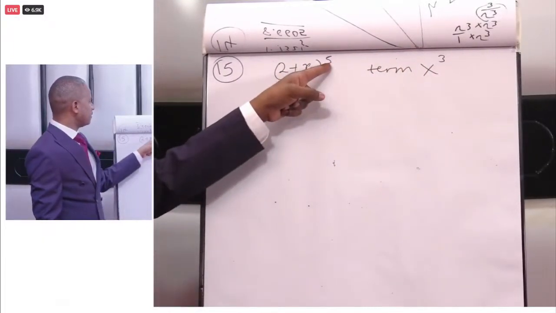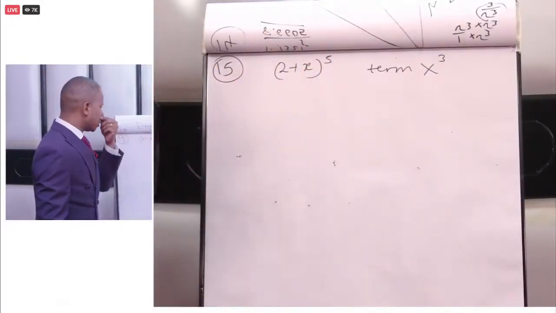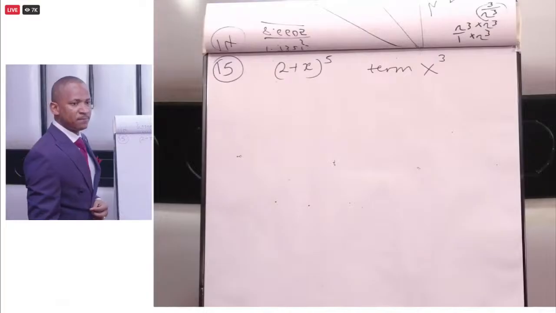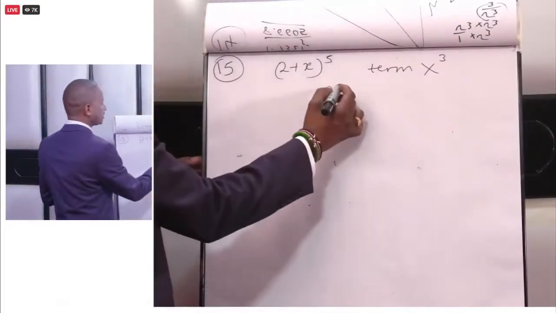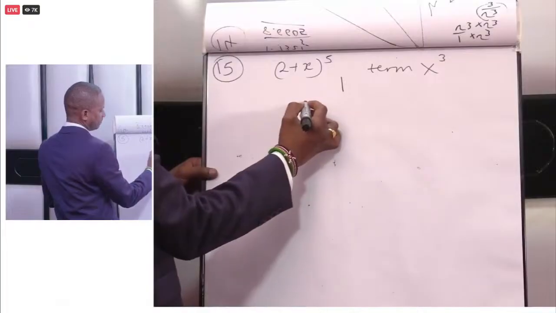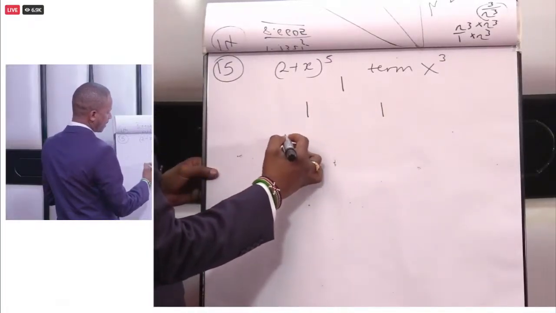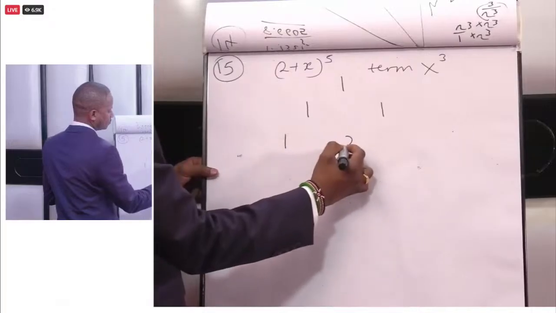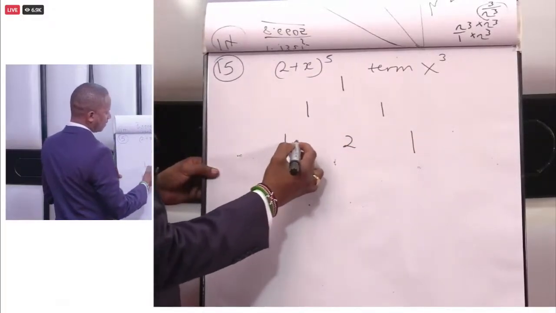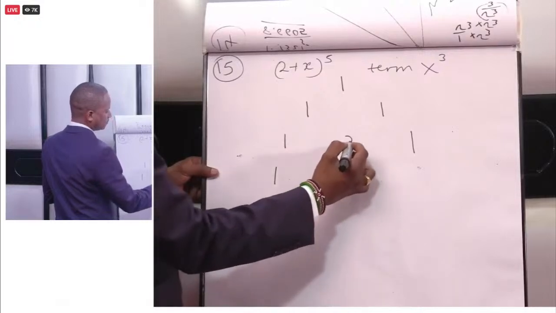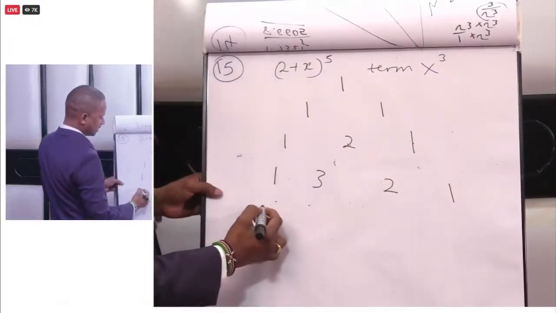But we have 2 plus x raised to power 5. So we are going to write a Pascal's triangle. Pascal's triangle is easy to construct. You start with 1 here, then 1 and 1. Then you go to 1, 1 plus 1, 2, 1. Then you go to 1, 1 plus 2, 3, 2 plus 1, 3. Then 1, then another 1.